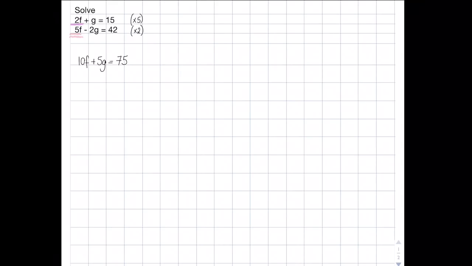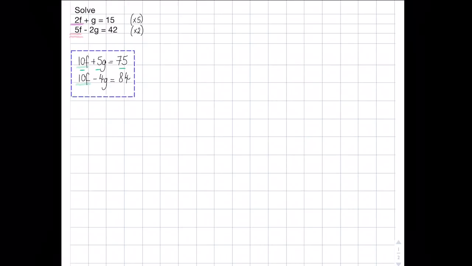The bottom I need to multiply everything by 2, so I end up with 10f take away 4g is equal to 84. So as you can see now, they are both in terms of 10f at the beginning, so that they are the same, which is great because it means that I can take away everything on the bottom from everything on the top. So I will just go there.